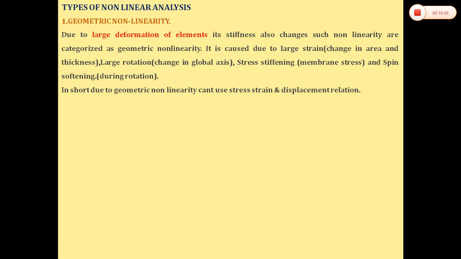Its stiffness also changes. Such nonlinearity is categorized as a geometric nonlinearity. It is caused by large strain, because of the change in area and thickness: due to large deformation, the element's area and thickness are changing. Okay. Now, large rotation, which happens due to the change in global axis, disturbs the calculation. Stress stiffening, membrane stress, and spin softening occur during the rotation of any rotating object. Such spin softening arises in rotational problems.